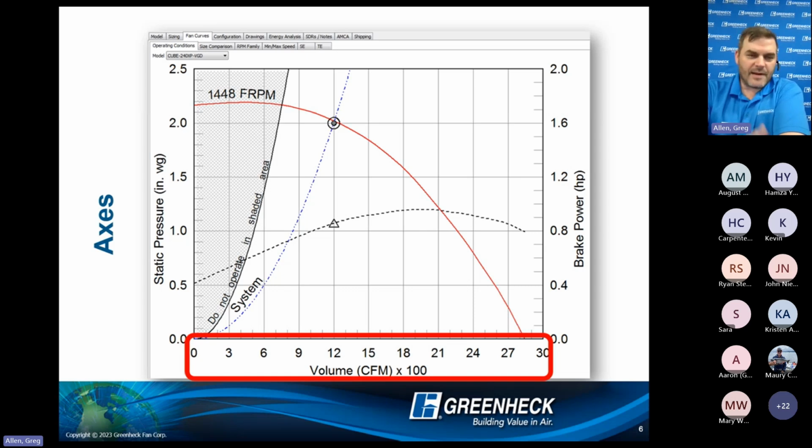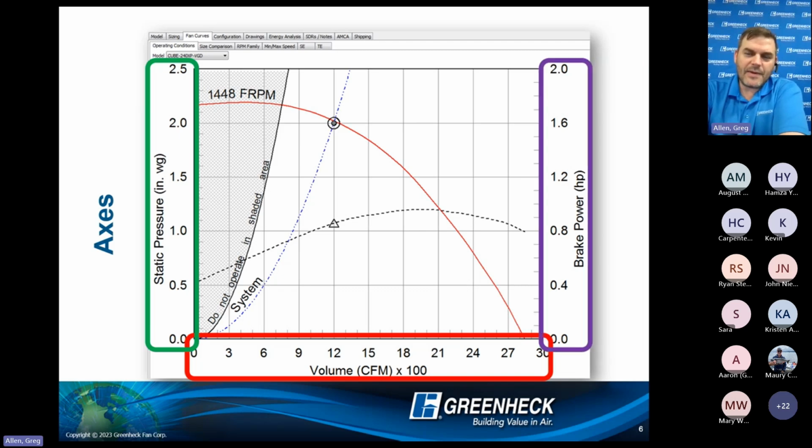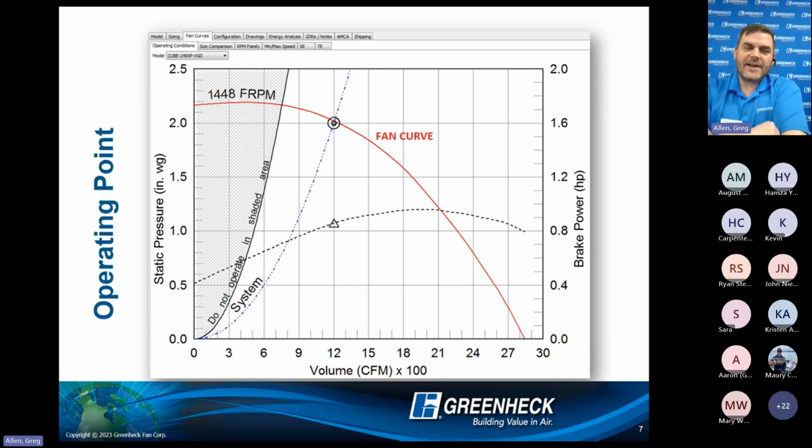Cubic feet per minute. That's how much air we're going to move. On the primary axis for y is our system resistance, right? This is the amount I am fighting against, or trying to overcome, that pressure. And lastly, on the other side, we have a secondary axis, and that's got our brake horsepower scale. So right off the bat, there's our axes. Now let's get into the meat and potatoes.